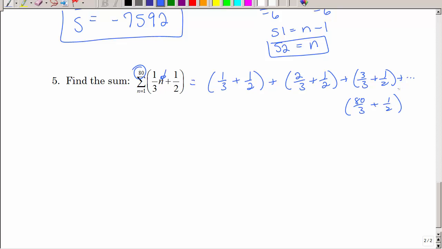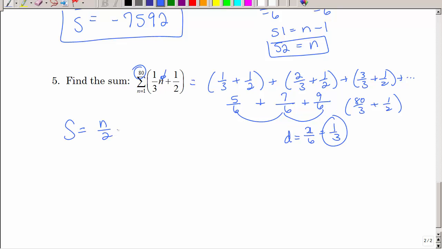And I certainly don't want to add all those up by hand, but if I did, let's see, this is 5/6, that's 7/6, and the next one would be, I believe, 9/6, and keep going. So is that arithmetic? Yes, it is. I'm adding 2/6 every time. So what is D? I'm adding 2/6 or 1/3. So that's my common difference. But my sum formula, I don't think has that.